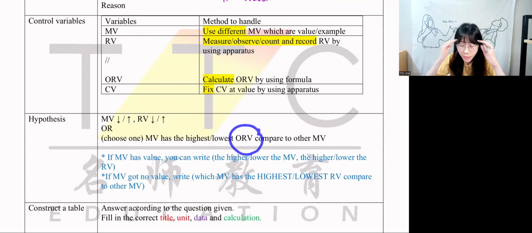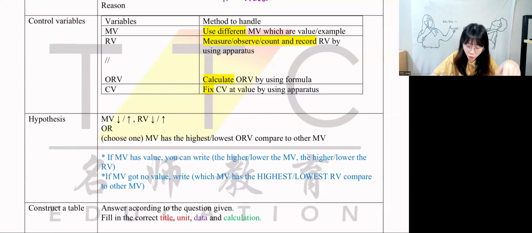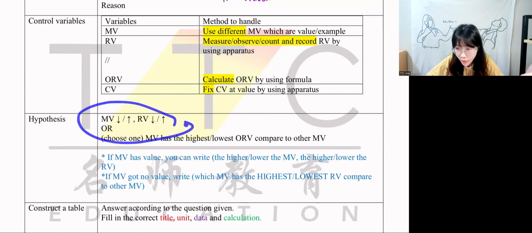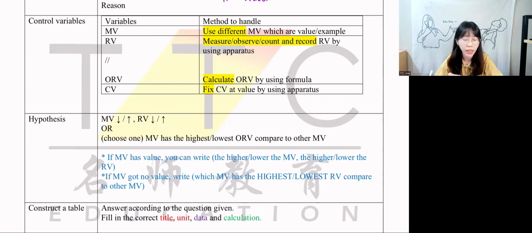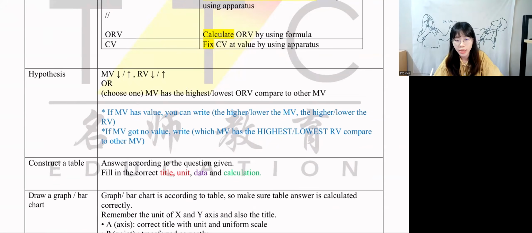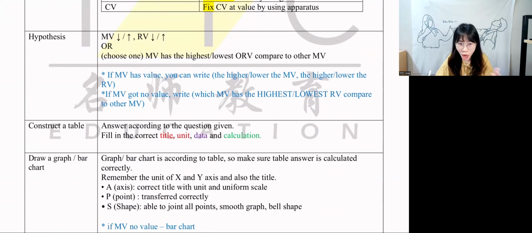Both are correct. So remember, when your MV has no value, you cannot write the higher the MV, the higher the RV. It doesn't make sense. Choose the highest or the lowest also can. Both also correct. They won't ask for ORV or RV, right? No, they don't ask ORV and RV. You can choose whichever to write. It's your choice to write. Doesn't matter one.